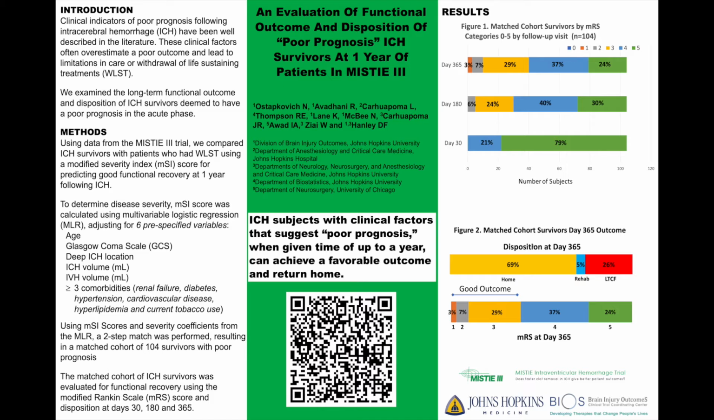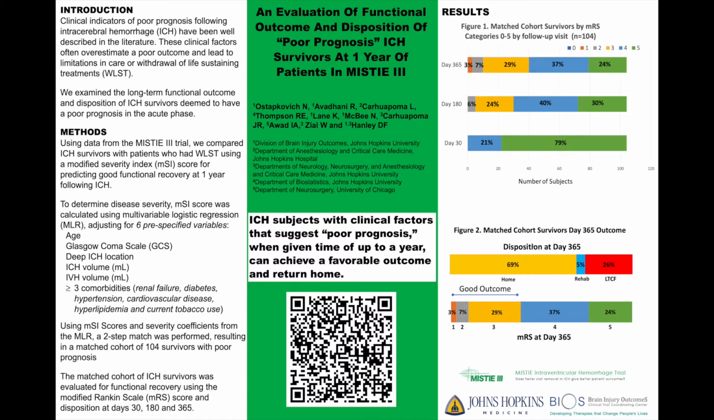Using MSI scores for WOLST and survivors, a matched cohort of poor prognosis survivors was identified. Poor prognosis, as related to functional recovery, was considered to be a modified Rankin score of 4 or 5. Due to variance, a second match between WOLST and poor prognosis survivors was performed using the individual severity coefficients from the multivariable logistic regression model. This resulted in a final cohort of 104 survivors.